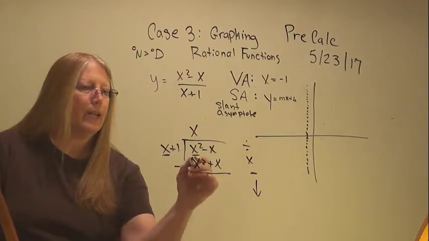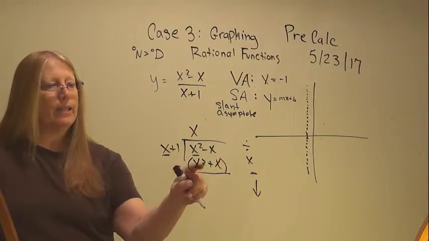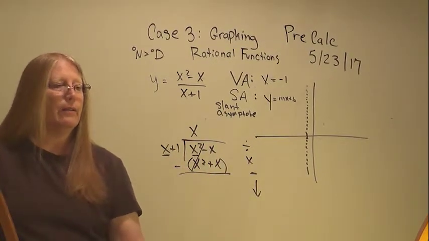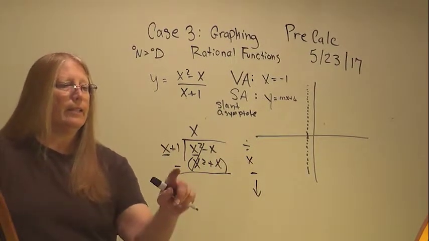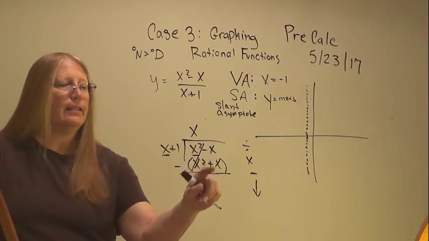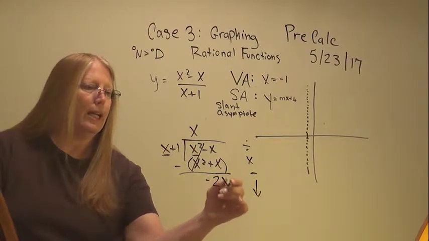So we're going to subtract this whole expression from this one. So minus x squared from x squared is 0, so that is gone. But this negative sign affects this. So this is really a minus x and a minus x. So that is a minus 2x.